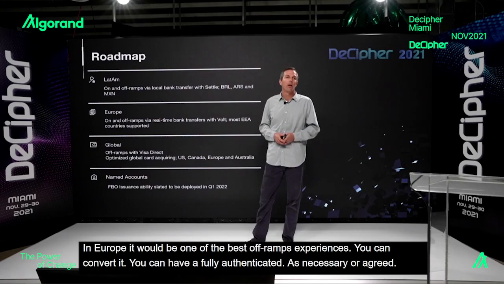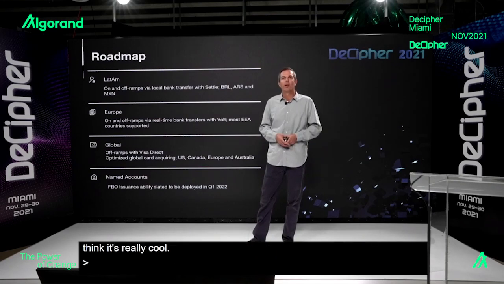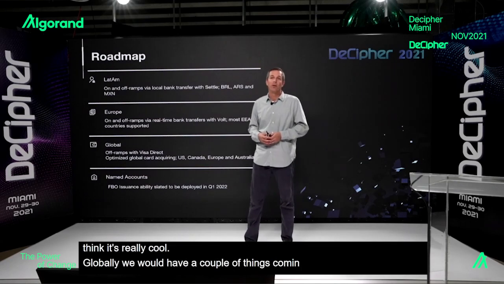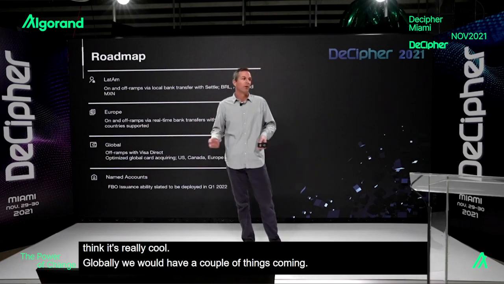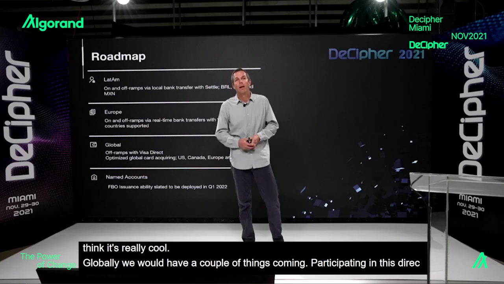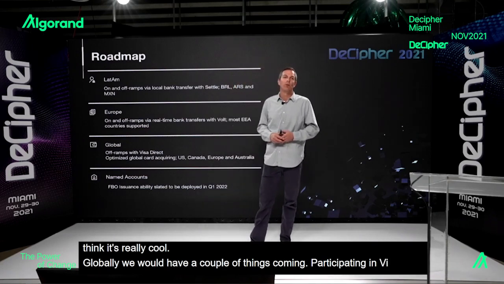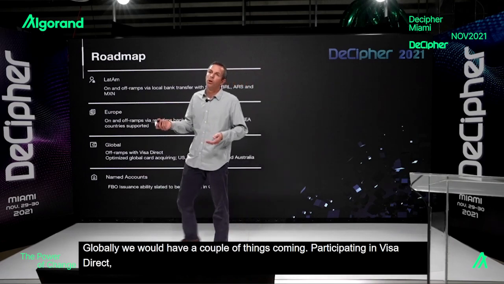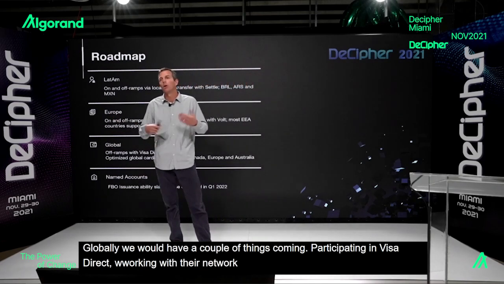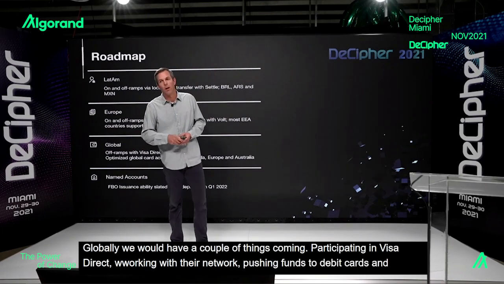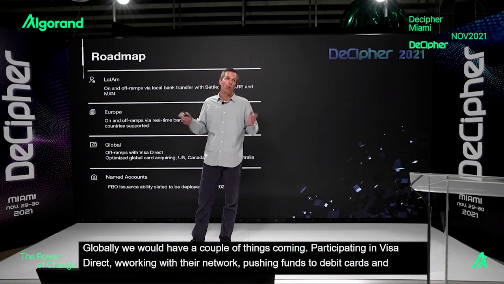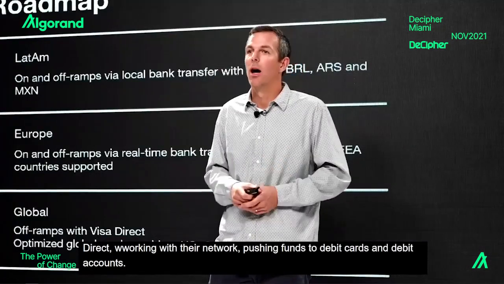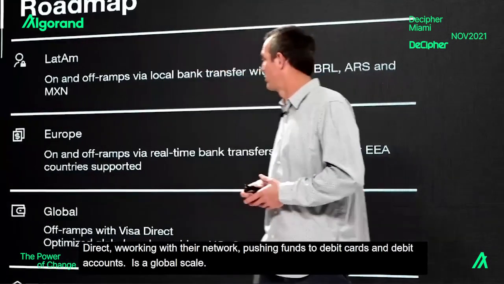Globally, we have a couple of things coming. You may have seen Wyre is participating in Visa's FinTech Fast Track program. That will give us access and resources to build a lot of cool stuff with Visa's network. And one of the first things we'll be launching with that is Visa Direct. So that will allow us to push funds to debit cards and bank accounts instantly through Visa's Direct program. And that's a global scale. So that will be very welcome by our users and customers.